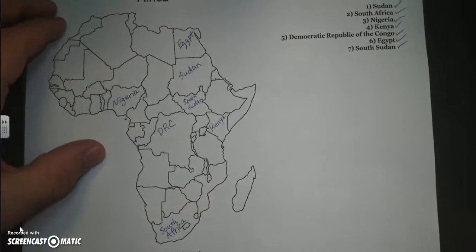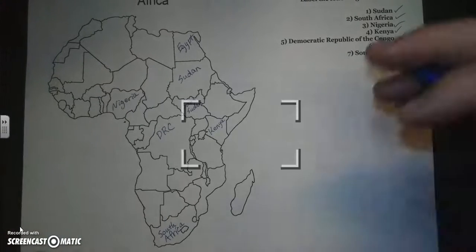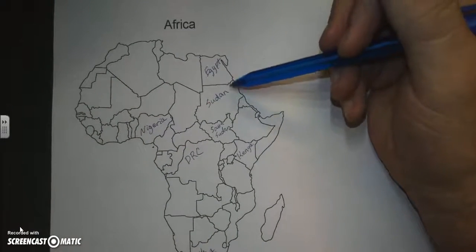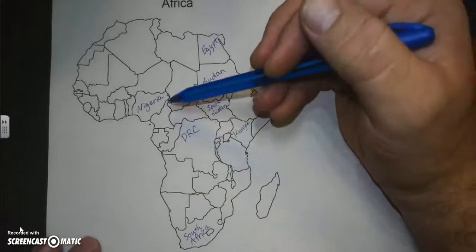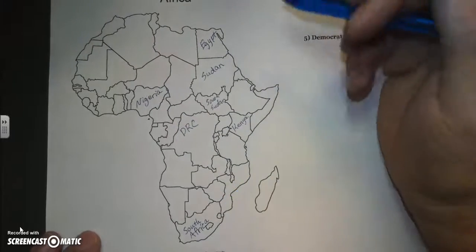So these are the 7 countries that we need to know for Africa. They are Egypt, Sudan, South Sudan, Kenya, the Democratic Republic of the Congo, Nigeria, and South Africa.